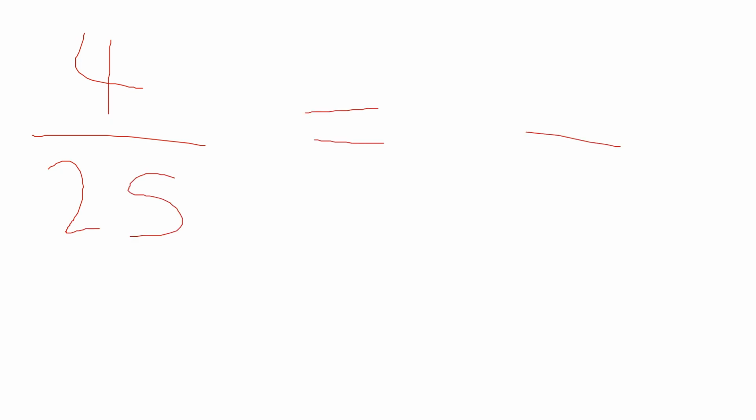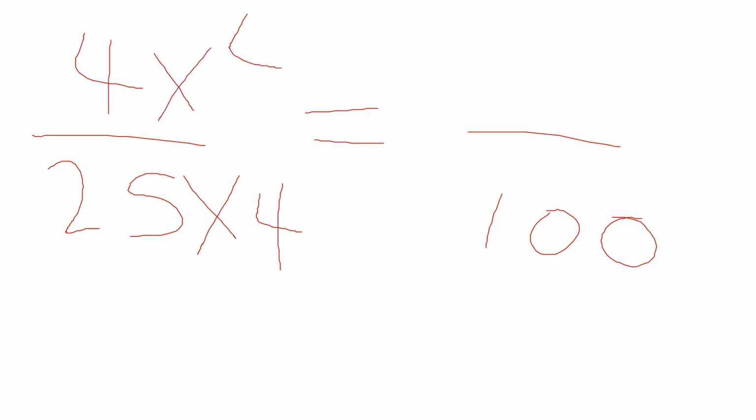All right, 4 over 25. We want to change this to a percentage. So we want to make the denominator equal 100. In order to do that, you've got to multiply the denominator by 4 and multiply the numerator by 4. So 4 times 4 is 16, and we already know 25 times 4 is 100. This equals 16%.